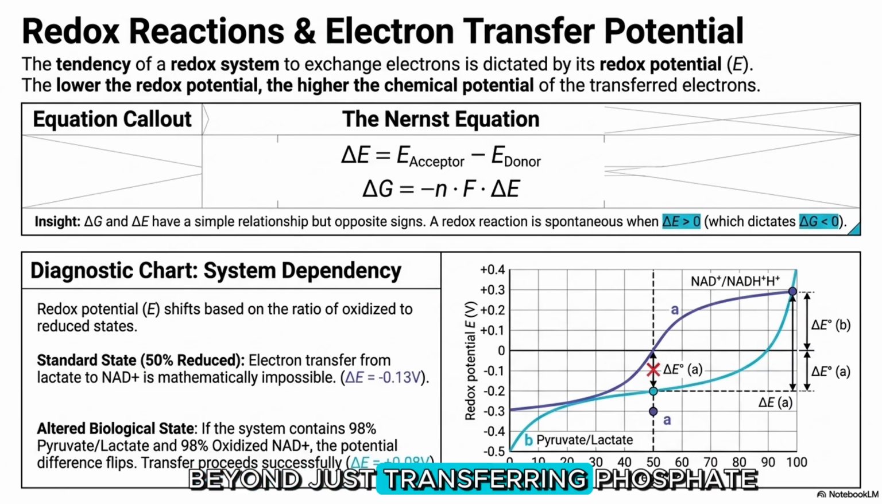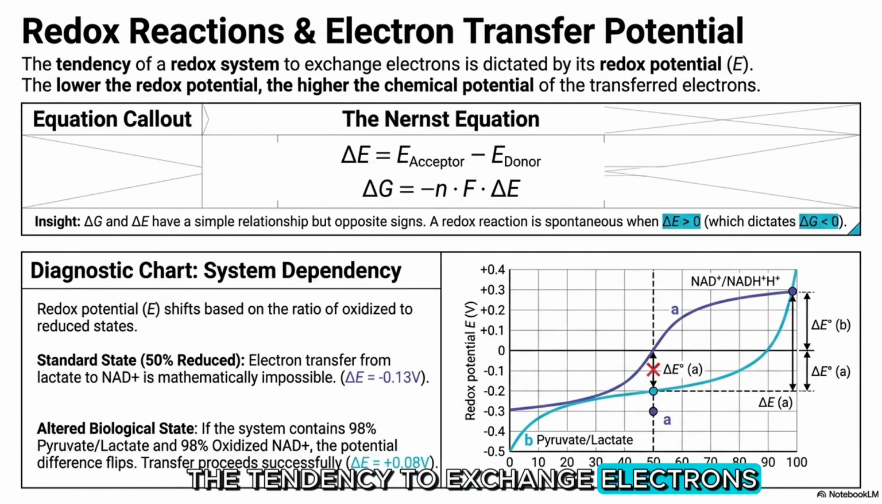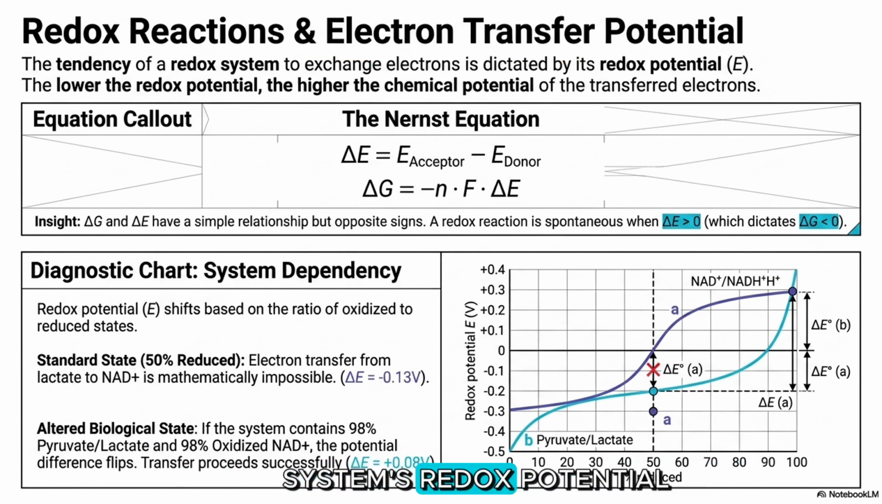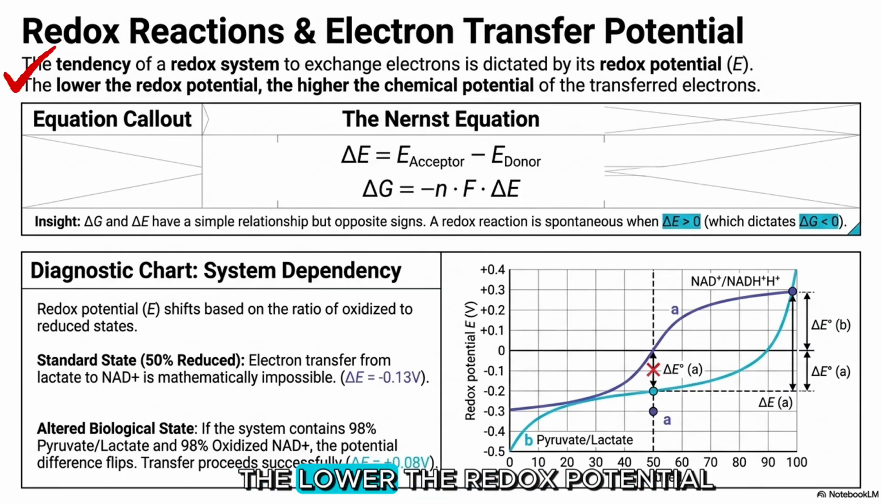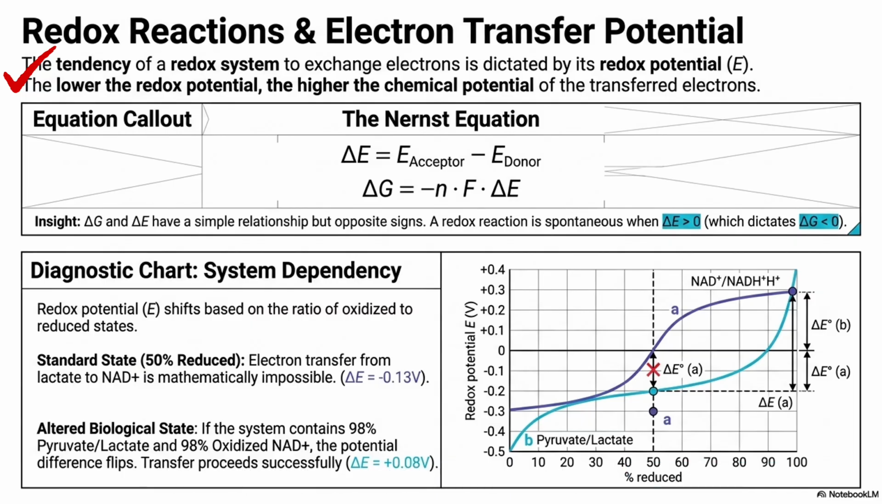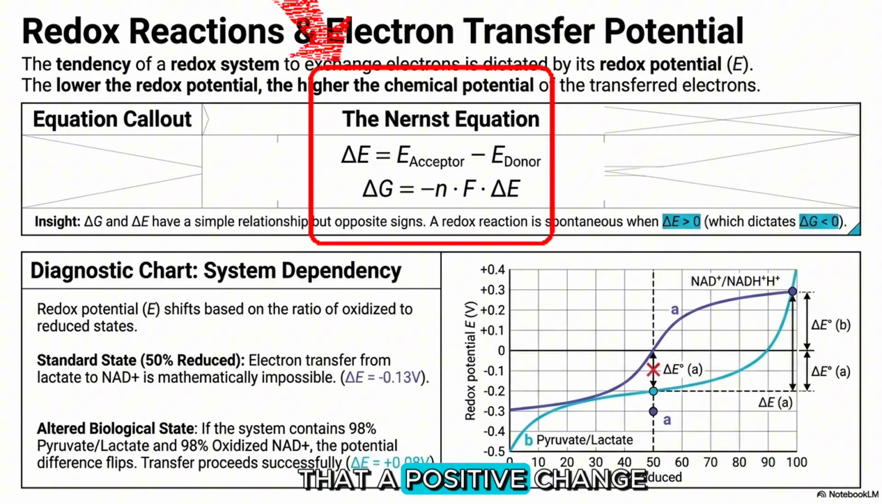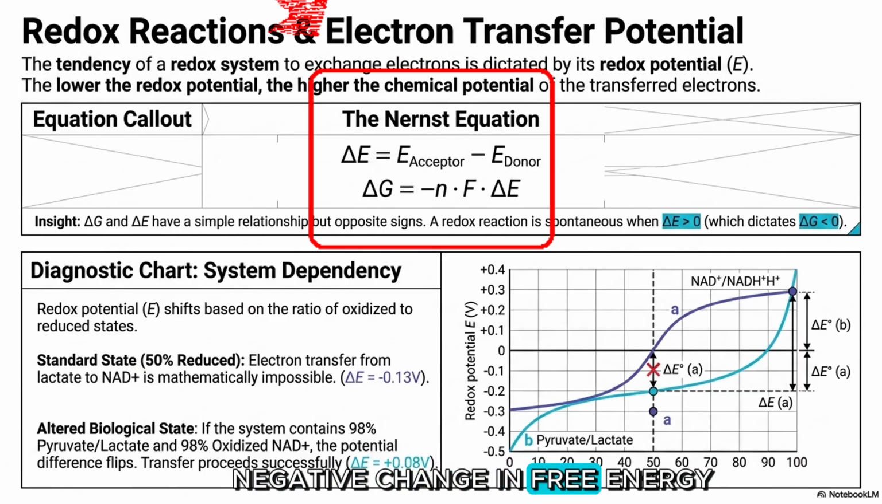Beyond just transferring phosphate groups like ATP does, cells also survive by transferring electrons. The tendency to exchange electrons is dictated by a system's redox potential. And the golden rule to remember here is, the lower the redox potential, the higher the chemical potential of the transferred electrons. We calculate this driving force using the Nernst equation, which shows us that a positive change in redox potential means a spontaneous, negative change in free energy.